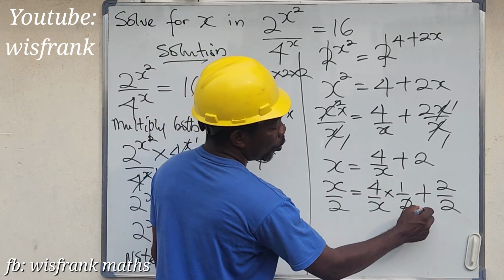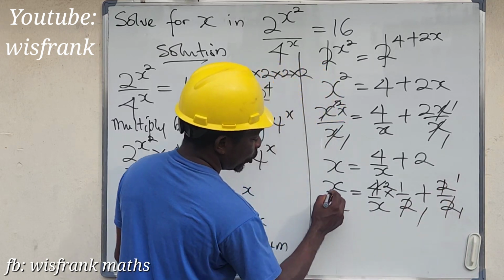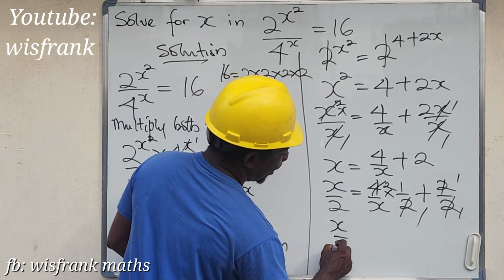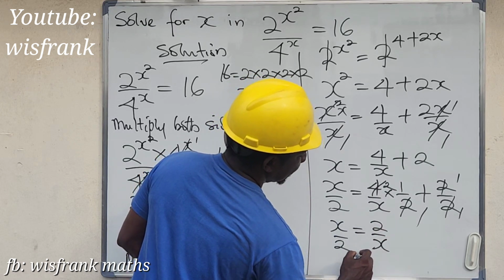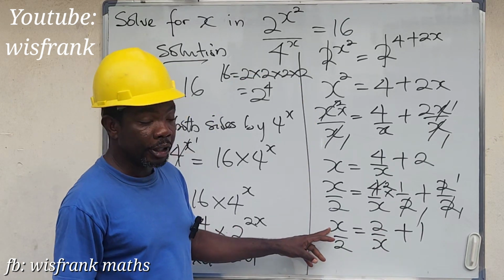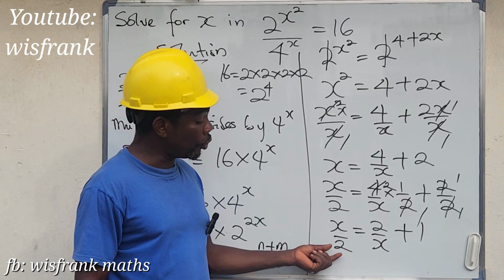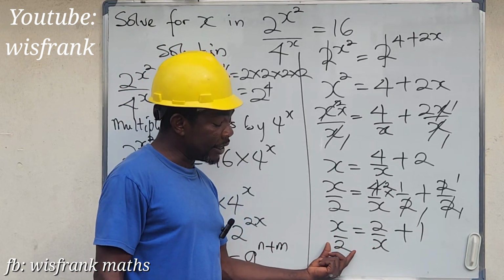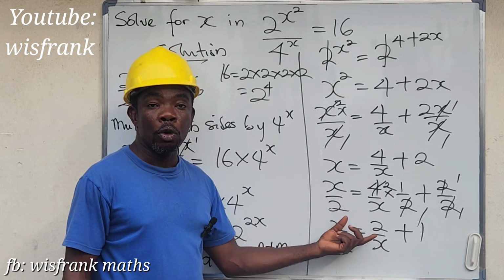So here 2 will cancel here, 2 will cancel here, 2 will cancel here, and 2 will cancel here. So we are now left with x all over 2 equals 2 all over x plus 1. So we have a fraction here and we have a fraction here. So what we are going to do is make the other side have this same fraction so that we can set each of them to become one value.